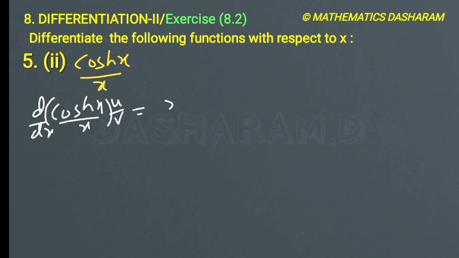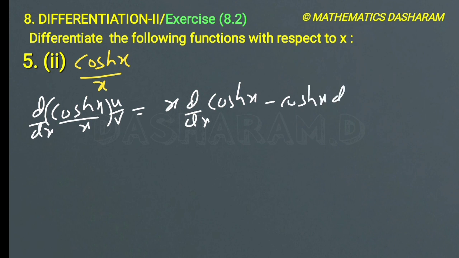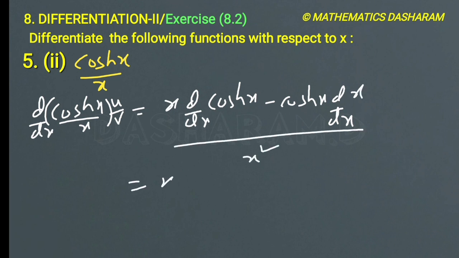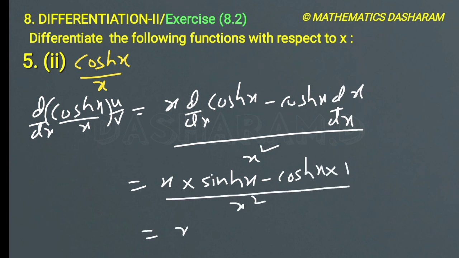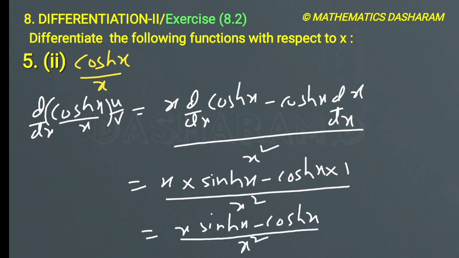v into d by dx of cos hx minus u into d by dx of v, all divided by v square, that is x square. So x into the derivative of cos hx, which is sin hx, minus cos hx into the derivative of x, which is 1, all divided by x square. So x sin hx minus cos hx all divided by x square. So this is our required answer.